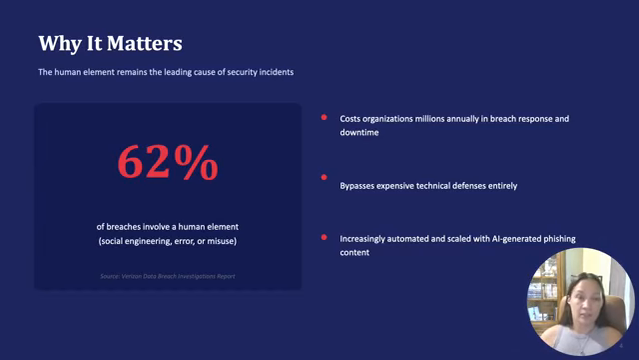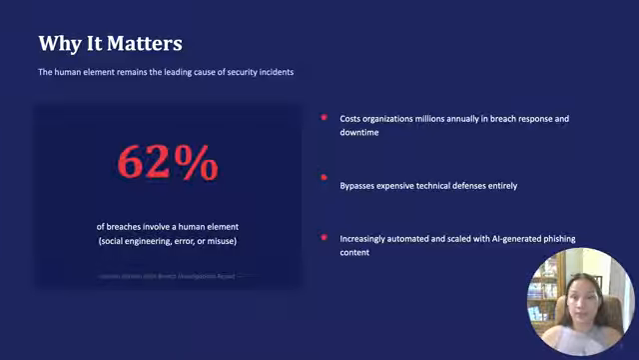Okay, so why it matters. The human element remains the leading cause of security incidents. Now, unlike Mr. Mitnick, I don't agree that it's money wasted to spend money on firewalls and antivirus, but it is important to invest more heavily into training our people because, according to the Verizon Data Breach Investigations Report for 2026, 62% of breaches involved a human element.